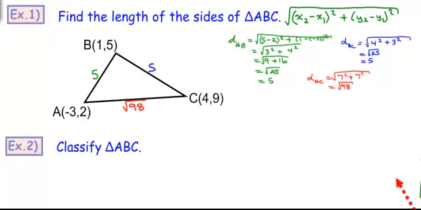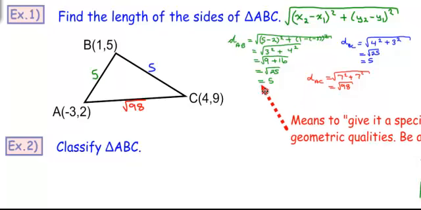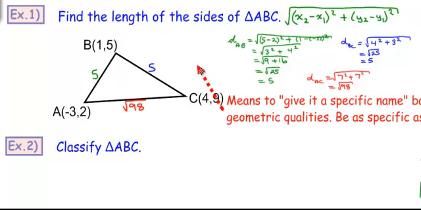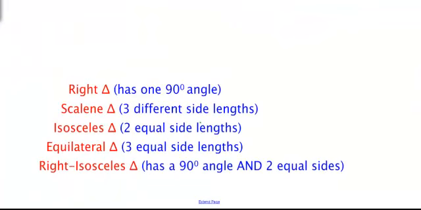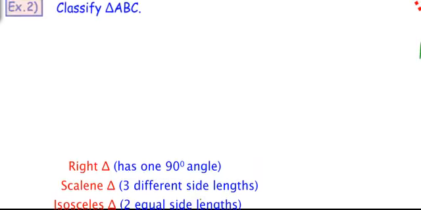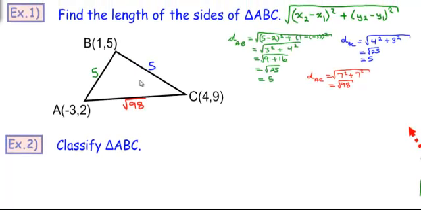So a typical math question would say classify triangle ABC. And when we classify something, it means to give it a specific name. What we're looking for is as specific as possible. So you're going to go to the definition list that you have and figure out which one most closely resembles the question that we have. So I see very clearly here I have two equal sides. So I'm going to start by saying that this triangle is isosceles.